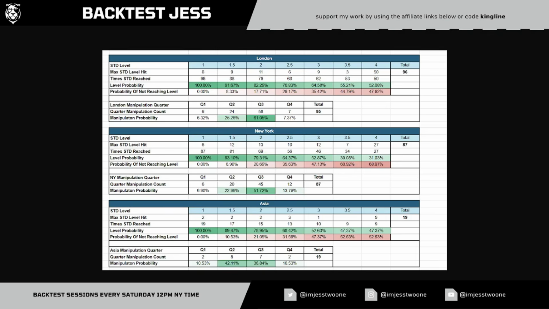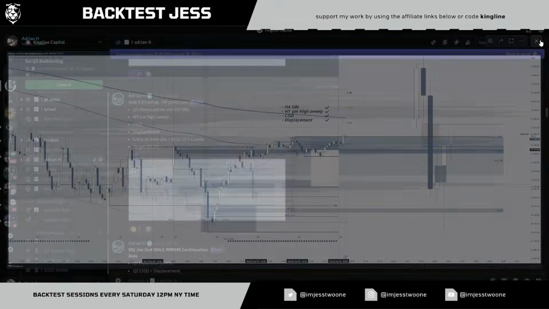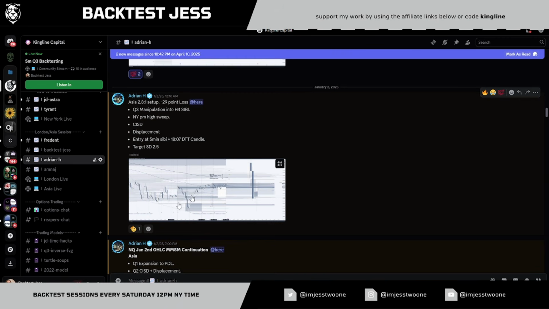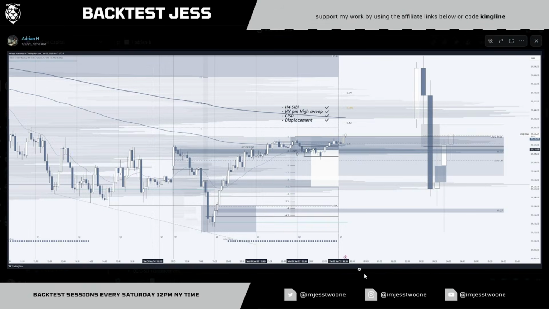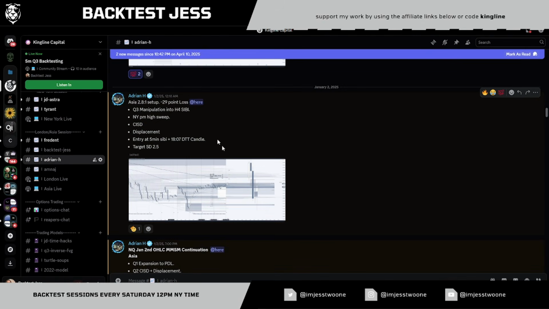Okay, so now let's go over the summary that he wrote to go with this chart. Asia setup, it was a 2.8 to 1 risk setup, so it was a 2R trade, and he took a 29-point loss. It was a Q3 manipulation into the 4-hour SIBI, which is the idea that he wanted to target.